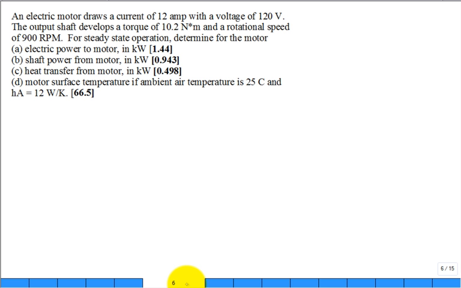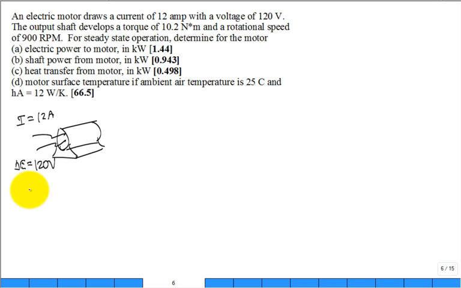An electric motor draws a current of 12 amps with a voltage of 120 volts. Maybe here's my rendition of an electric motor. All right, and we have I, the current, 12 amps, and a delta EMF, delta E, is 120 volts. Sometimes it gets a little ridiculous. It's like a change in volts is equal to 120 volts. So you put a change in V is equal to 120 V, and it's like V on both sides. That looks confusing.